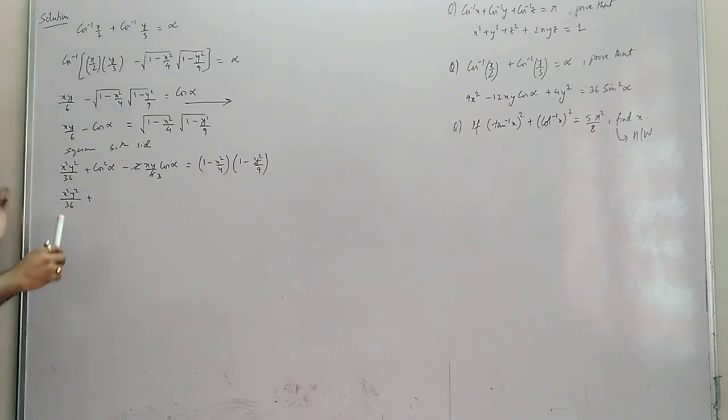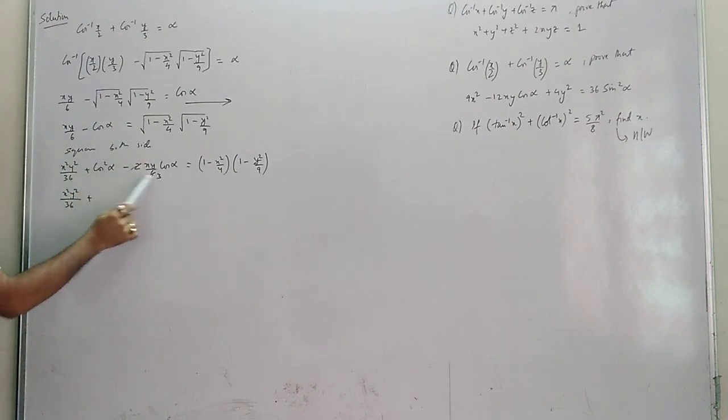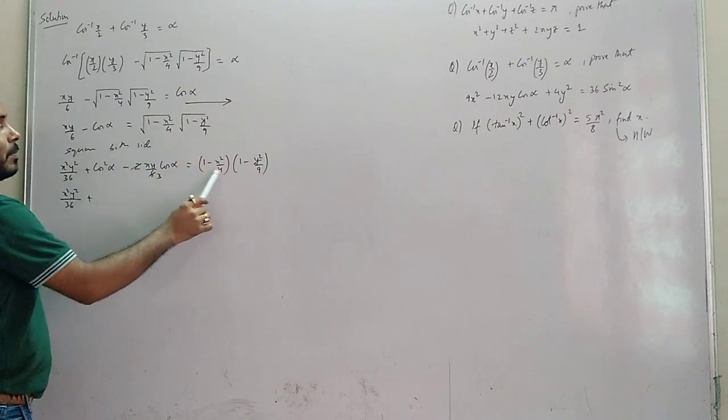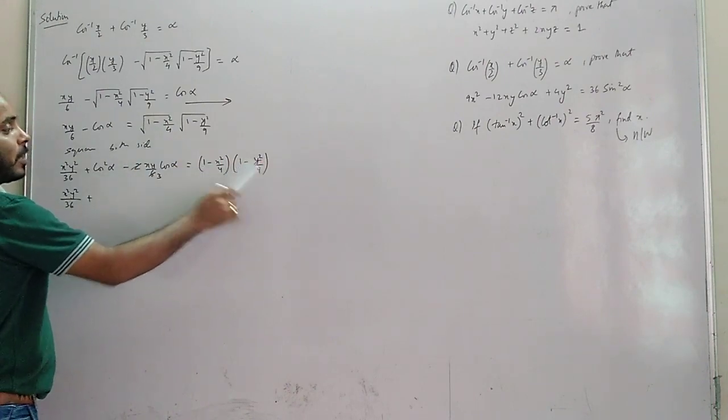Now see, squaring both the sides. If you do the whole square here, this becomes a minus b whole square. A square is x square, y square by 6 square, that is 36, plus b square, minus 2 into a into b. So 2 and 6 will cancel to 3. The root will go away: 1 minus x square by 4 into 1 minus y square by 9.